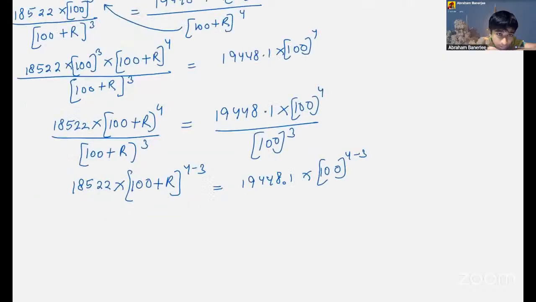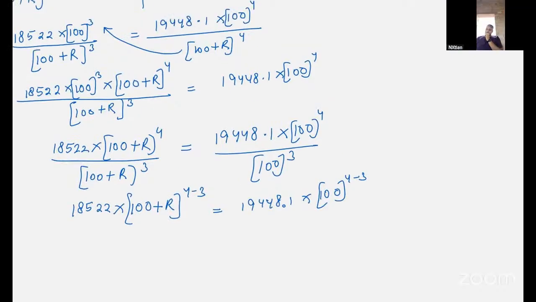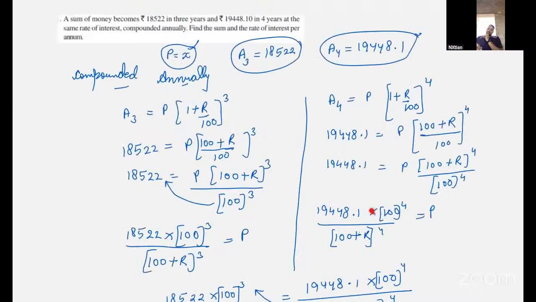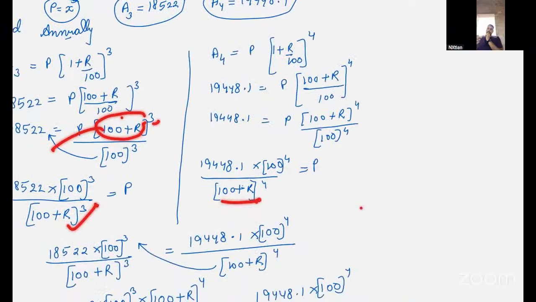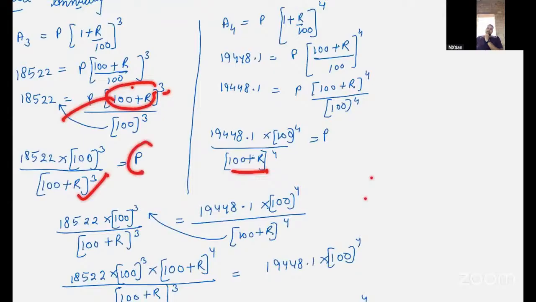You said you put 100 plus R. So how did you remove the 100 plus R? How did I remove it? 100 plus R was there, sir. 100 plus R is coming from up only, no? From here we are getting 100 plus R, like I got 100 plus R to the power of 3. It goes to that side, it will divide. In this also, we are taking it to the other side so that it can be equal to the principal only, and then we can equate it. Got it?